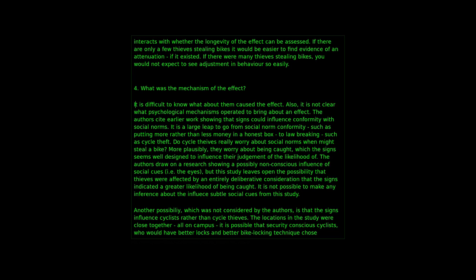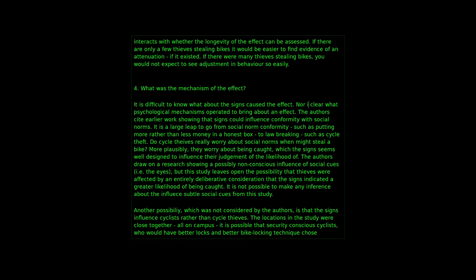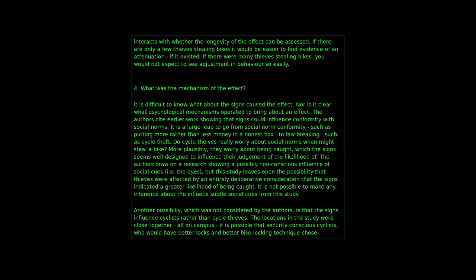We're going to assume that the reader has followed what we've said before. I've already mentioned that the signs contain lots of elements. It is already difficult to know what about the signs. Generally, it's often very good to say specifically what you mean. So rather than what about them, I've said what about the signs cause the effect. Which psychological mechanisms operated to bring about the effect?